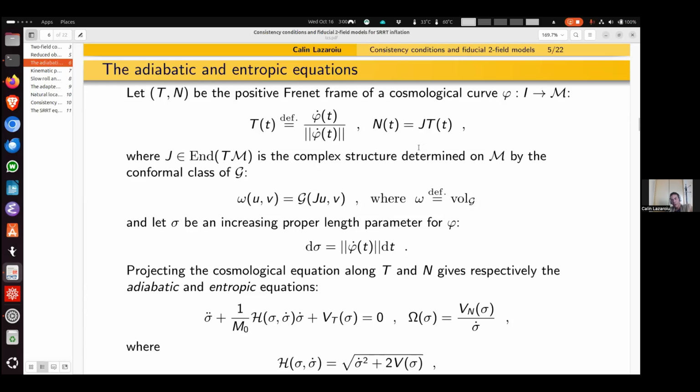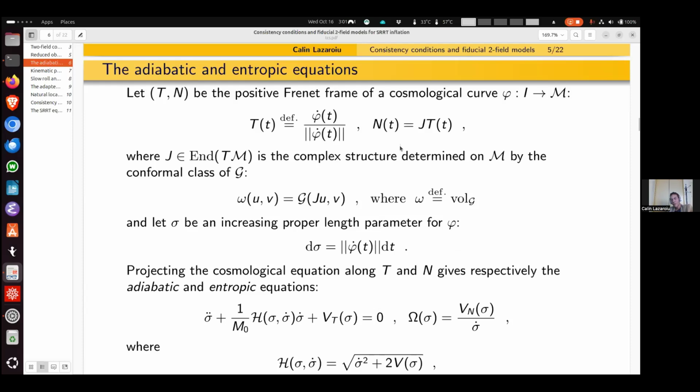So since I have a Riemannian metric on M, I can consider the corresponding positive complex structure, which I call J, and then J corresponds to a rotation by angle plus pi over 2, where plus refers to the fact that the orientation is in the counterclockwise direction with respect to the orientation of M. And therefore, that's exactly the kind of rotation that you need to apply on T of t in order to obtain N of t.